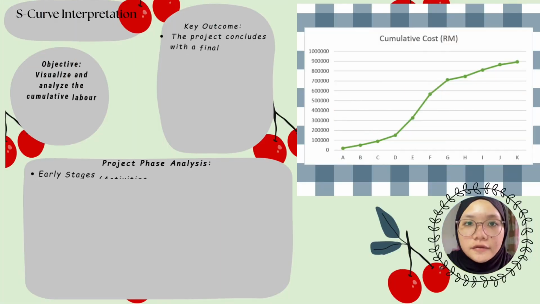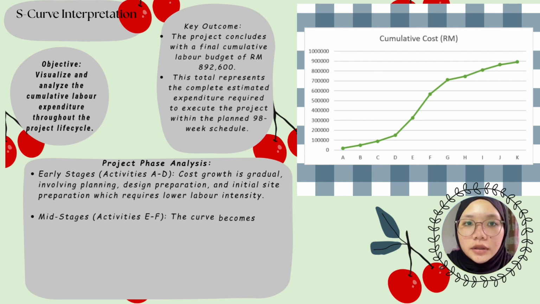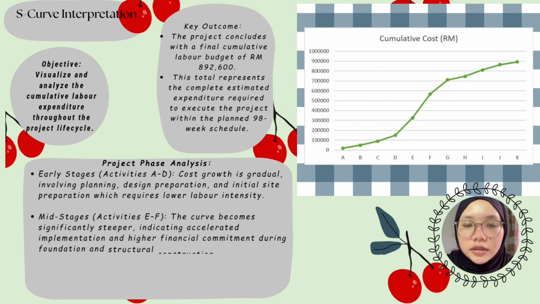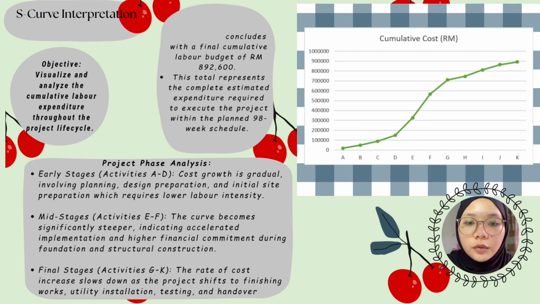This is the S-curve displayed here. The S-curve visualizes our expenditure over the 98-week schedule. We can clearly see the progress. First, early stage A until D, gradual growth. Second, mid stage E until F, the curve steepens, reflecting high financial commitment during the structural construction. The last stage is G until K. The rate of increase slows down as we shift to the finishing work.